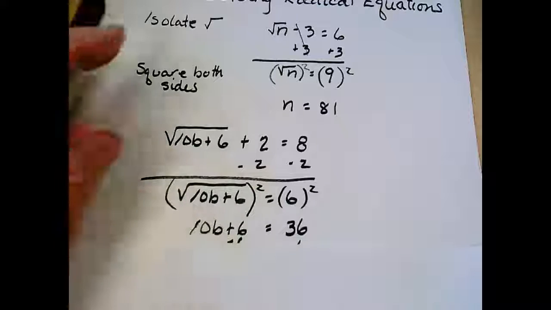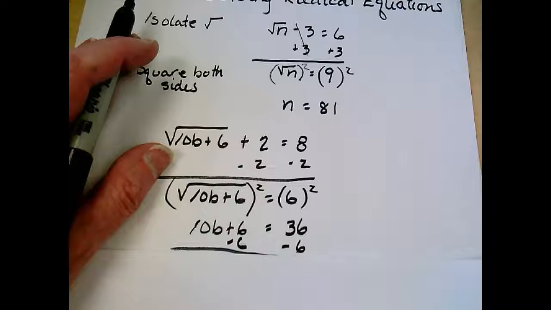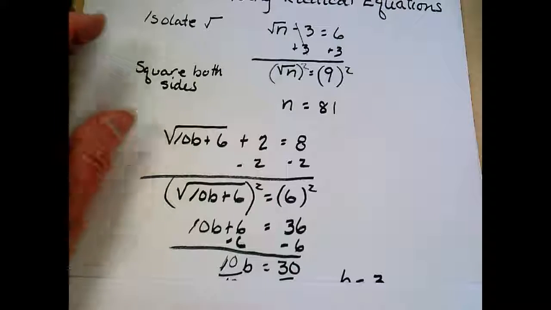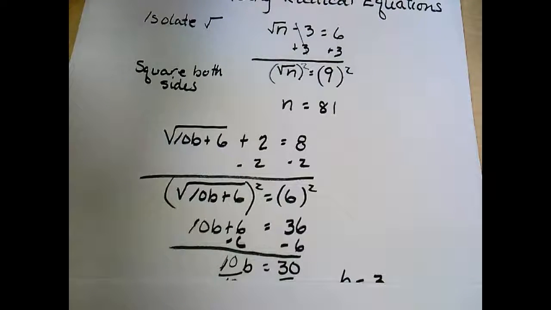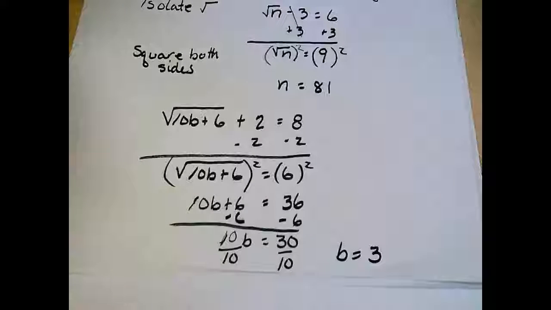Now I have to solve this equation, so I add 6 to both. Sorry, it was plus 6, so I subtract 6 from both sides to get 10b equals 30. To get b by itself, I have to divide by the 10. And then I have b equals 3. Those are the 4 sections that you are dealing with today.